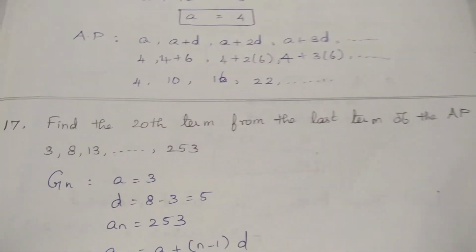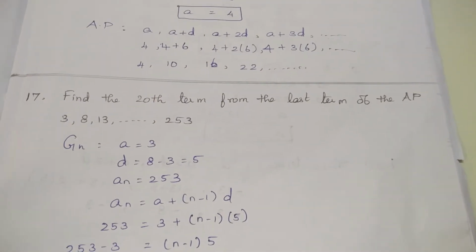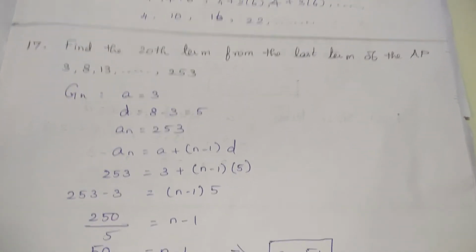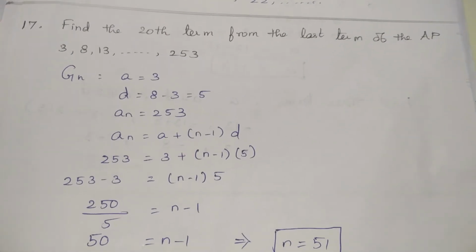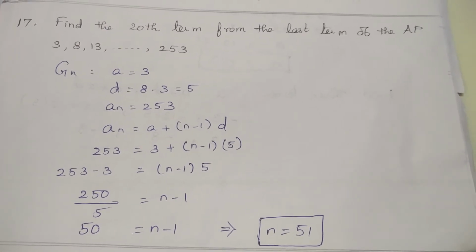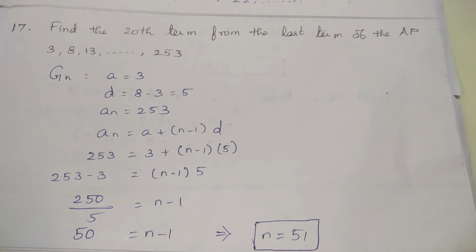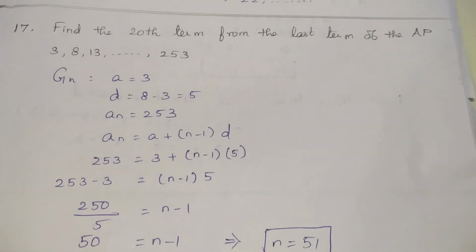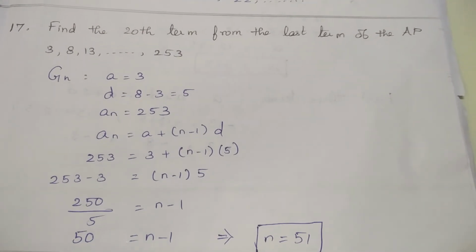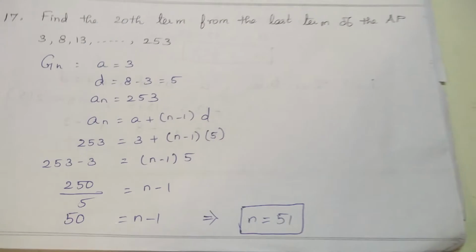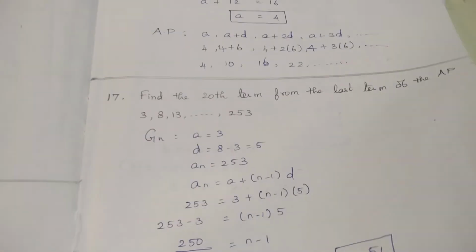And then the 17th one: find the 20th term from the last term of the AP 3, 8, 13, up to 253. A equal to 3, D equal to 8 minus 3, 5, and An equal to 253. An equal to A plus n minus 1 into D, so 253 equal to 3 plus n minus 1 into 5. The plus 3 goes across the equal sign as minus 3, so n minus 1 into 5, and 250 by 5 you get 50. Then the minus sign will go, and after that it will be plus. So the next sum.